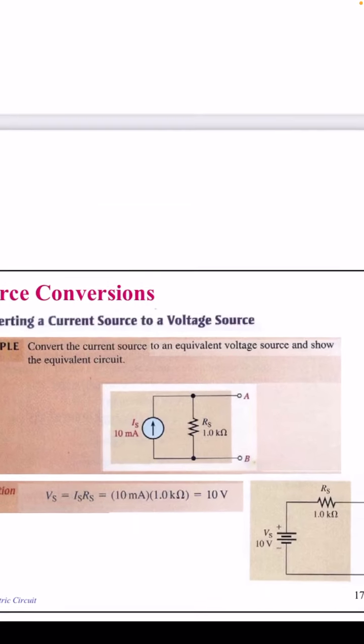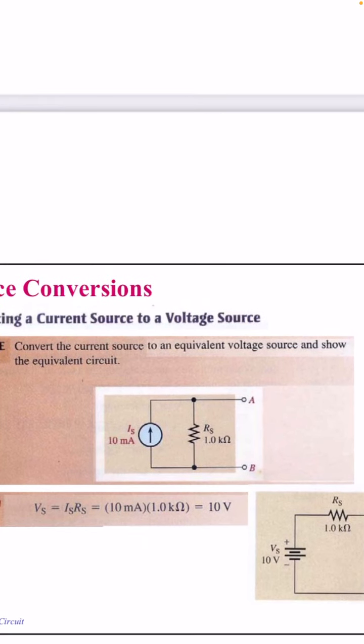This will be clear to you from this example, where 10 milliampere is the current source Is, given with its internal resistance of 1 kilo ohm. Practically it is 1 kilo ohm. It is high, but ideally it should be infinite. It should be very large.